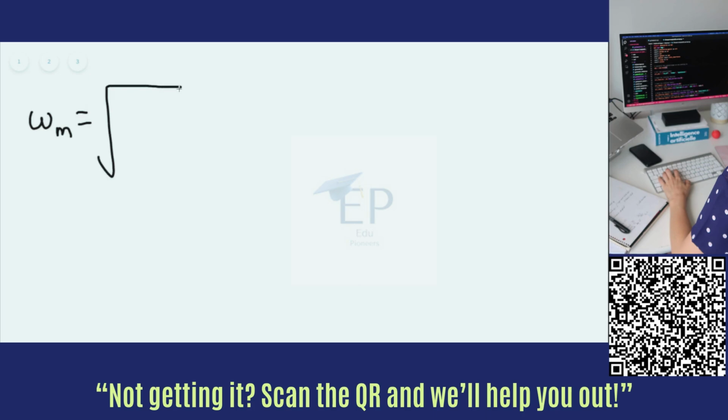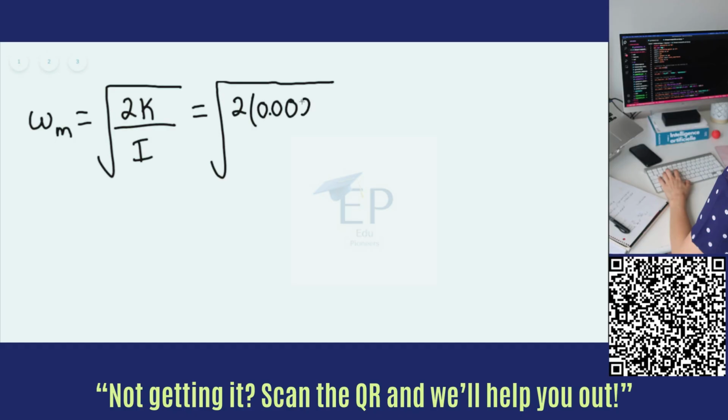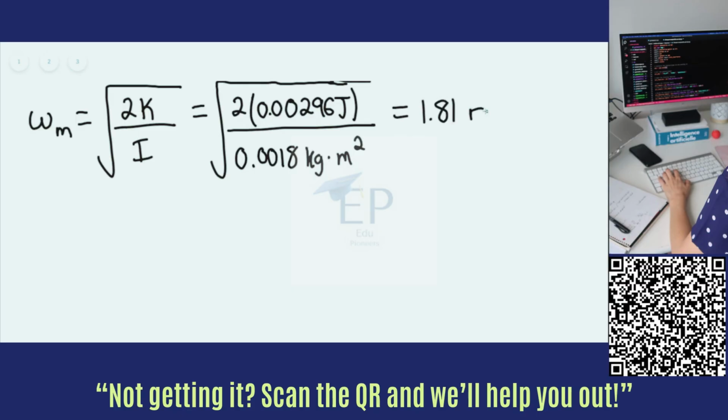So now we can solve for the maximum angular speed, omega sub m. This would be equal to the square root of 2 times the potential energy divided by the moment of inertia. So this would be the square root of 2 times 0.00296 joules, divided by the moment of inertia, 0.0018 kilograms meters squared. And so this is equaling 1.81 radians per second.